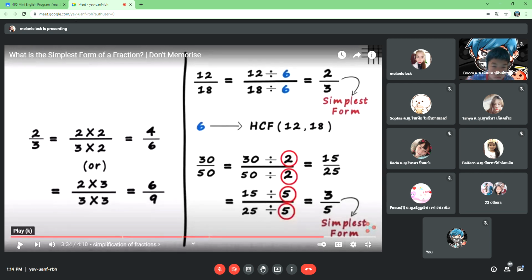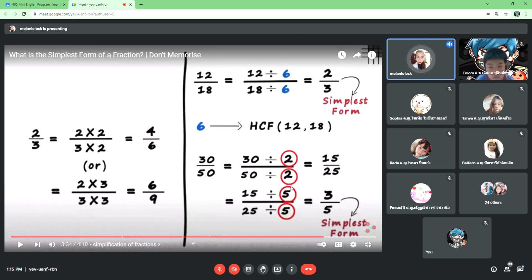Okay, children. Can you see the highest common factor of 30 and 50 aside from 2 and 5? What else? They have the common factor, highest common factor, children. Aside from 2, you can, of course, 2 times what so that you can get 30? 2 times 15 is equal to 30. 2 times 25 is equal to 50.